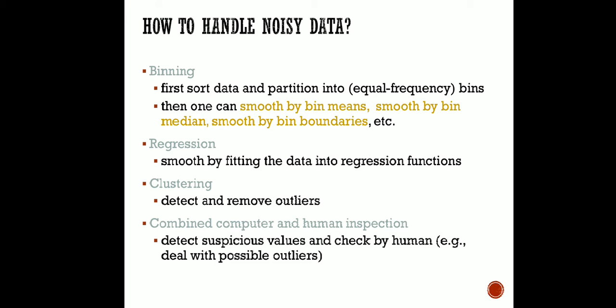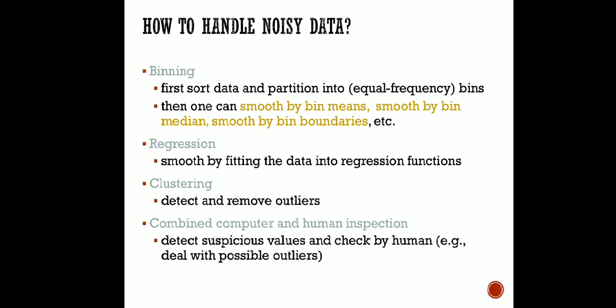Now we can smooth by bin means, smooth by bin median, smooth by bin boundaries. So you can understand from the definition itself, we will sort the data and partition them into equal intervals. Then we may find the mean of them. Say there are a total of 9 data values available, so we have divided them into 3 portions: 3, 3, 3.